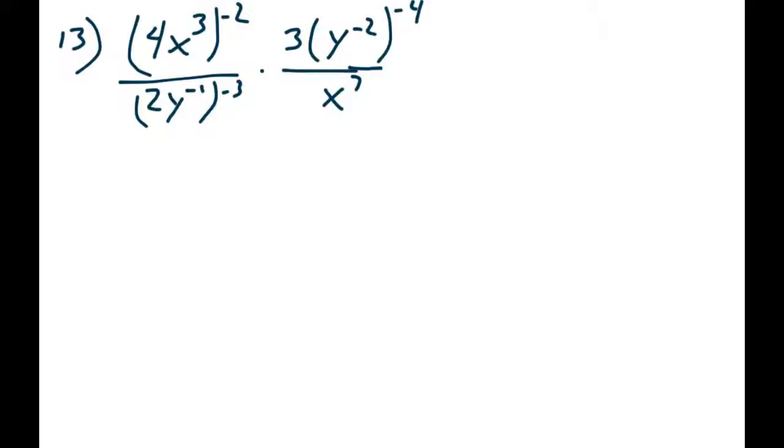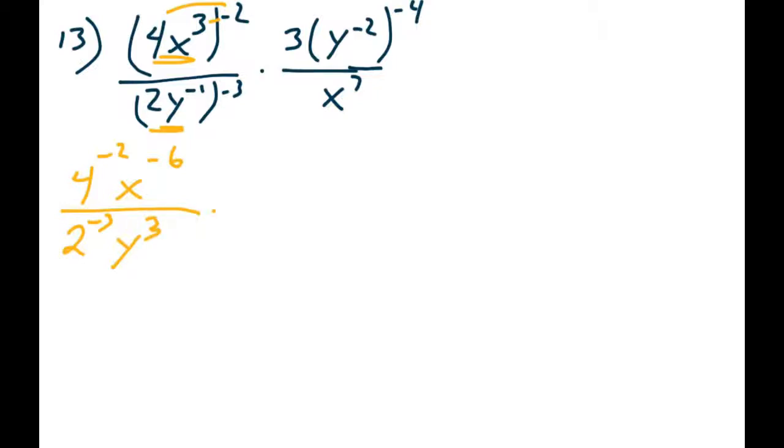All right, so we have everything in the parentheses here going to the negative second. We have 4 to the negative second. We have x to the third to the negative second. Denominator, everything in the parentheses is going to the negative third. So we have 2 to the negative third. We have y to the negative first to the negative third, which would be y to the third.